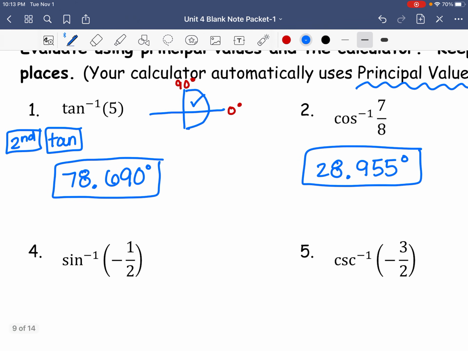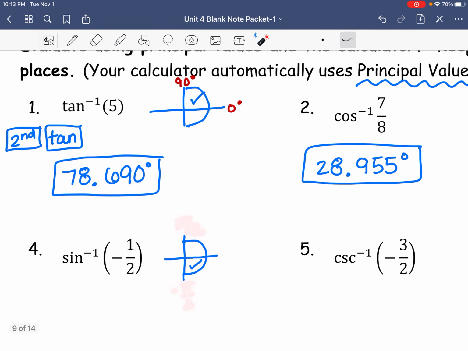Okay, skip number 3 for a minute. Let's go down to number 4. Let's think about this one. Inverse sine. I could be in 1 or 4. Because it's negative, I'm going to be in 4. But remember, with principal values, our answer had to be between negative pi over 2 and positive pi over 2, or in degrees, negative 90 and positive 90. Since we're in the 4th quadrant, our answer is going to be a negative angle. Hit second sine, negative 1/2. And your calculator should give you negative 30 degrees.